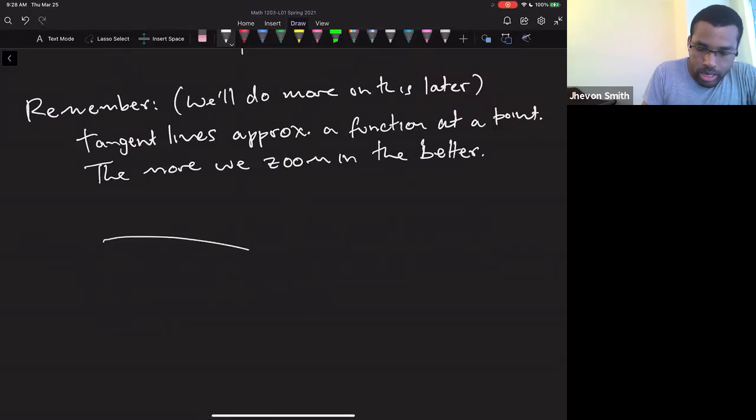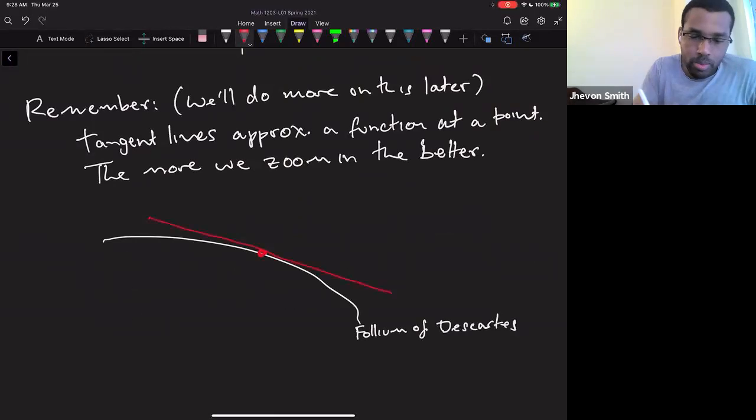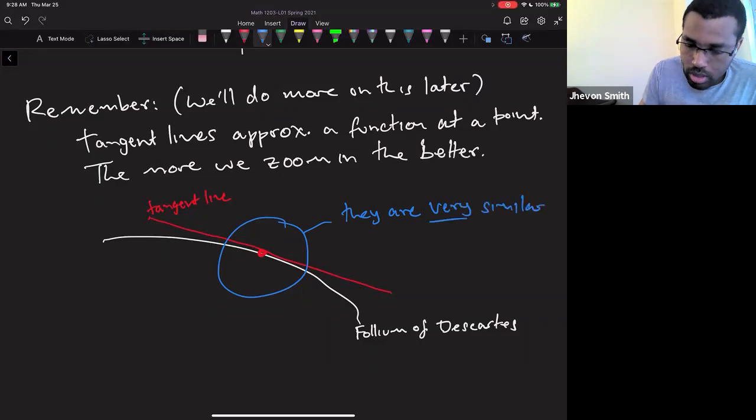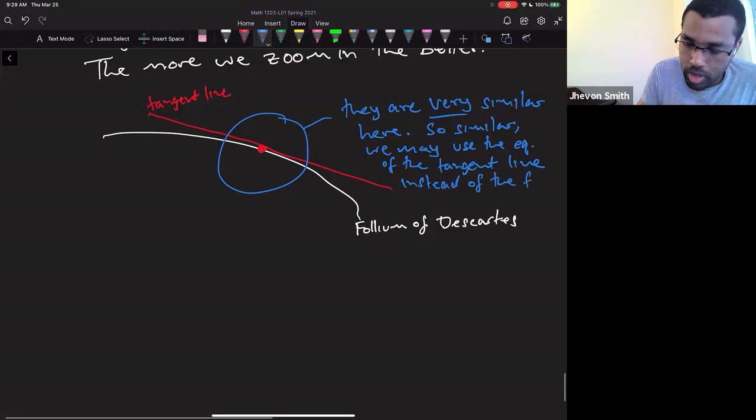So, in other words, here is the folium of Descartes. And here is the tangent line. They are very similar here. So similar, we may use the equation of the tangent line instead of the function itself.